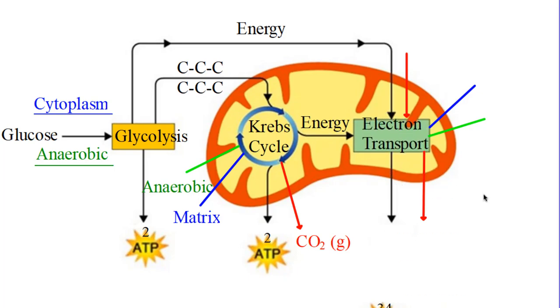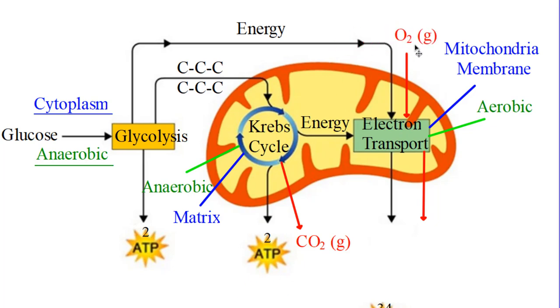The next stage is the electron transport chain, and that is happening in the mitochondrial membrane. That is aerobic, which means oxygen gas is a reactant, and that oxygen gas is producing water, which means, yes, you do breathe out water, and it is making 34 molecules of ATP, which ends up fueling the cell. And so this is the overview of cellular respiration.